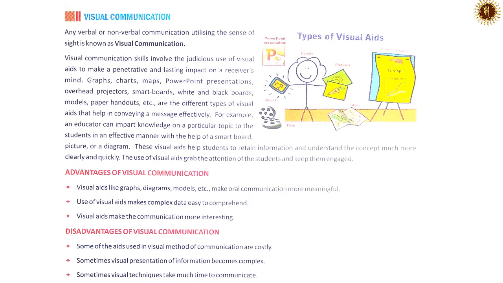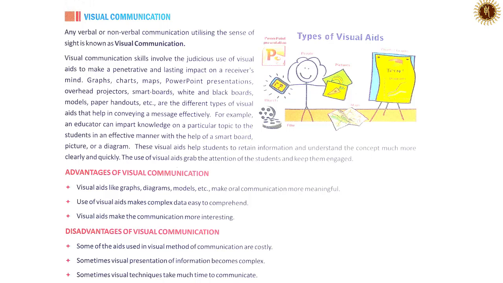Any verbal or non-verbal communication utilizing the sense of sight is known as visual communication. For example, when you are looking at the smartboard or the blackboard or the whiteboard, with verbal or non-verbal communication, you are using your sight also, so that is called visual communication. Visual communication skills involve a judicious use of visual aids to make a penetrative and lasting impact on a receiver's mind.